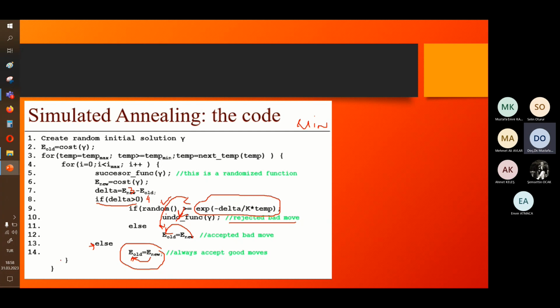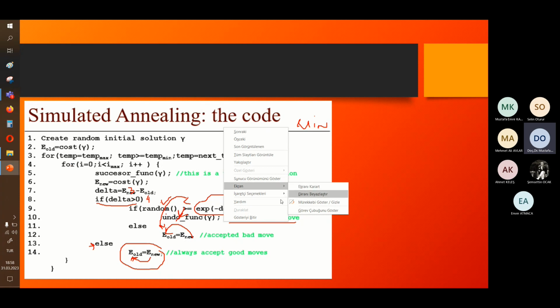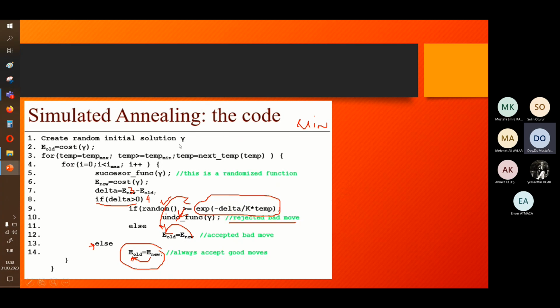So the slide doesn't need to be changed. Everything is working properly, but please don't forget that you have to keep where the current solution is, and when you accept it, you also have to record where this good solution is found, and always carry it throughout the program. Do you have any question?